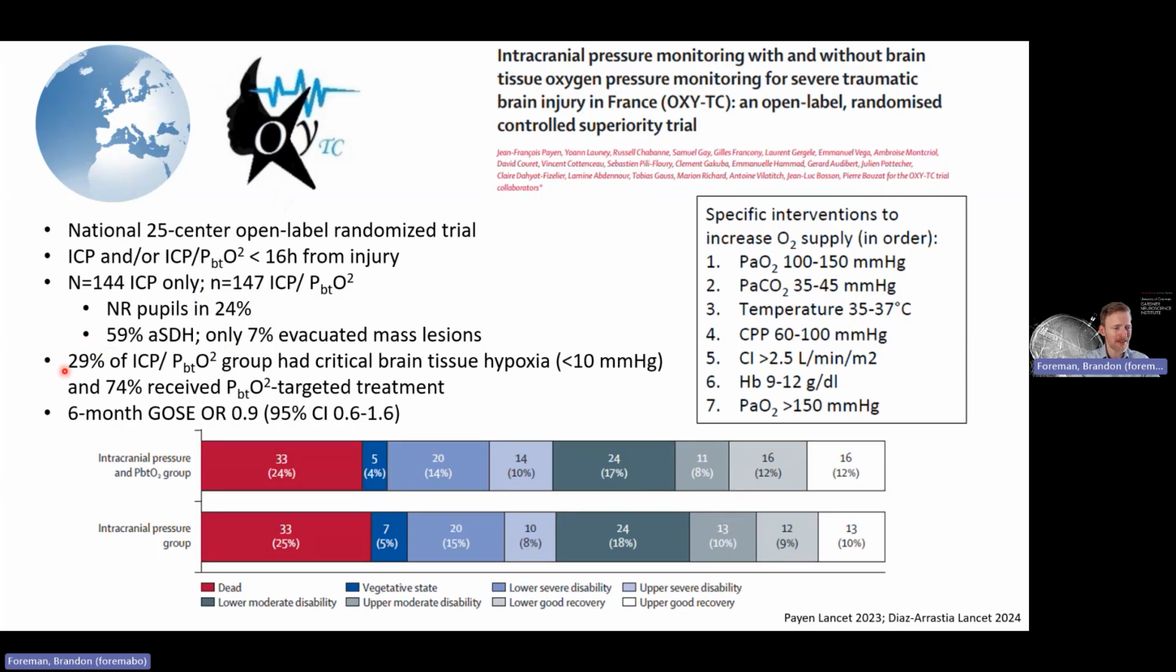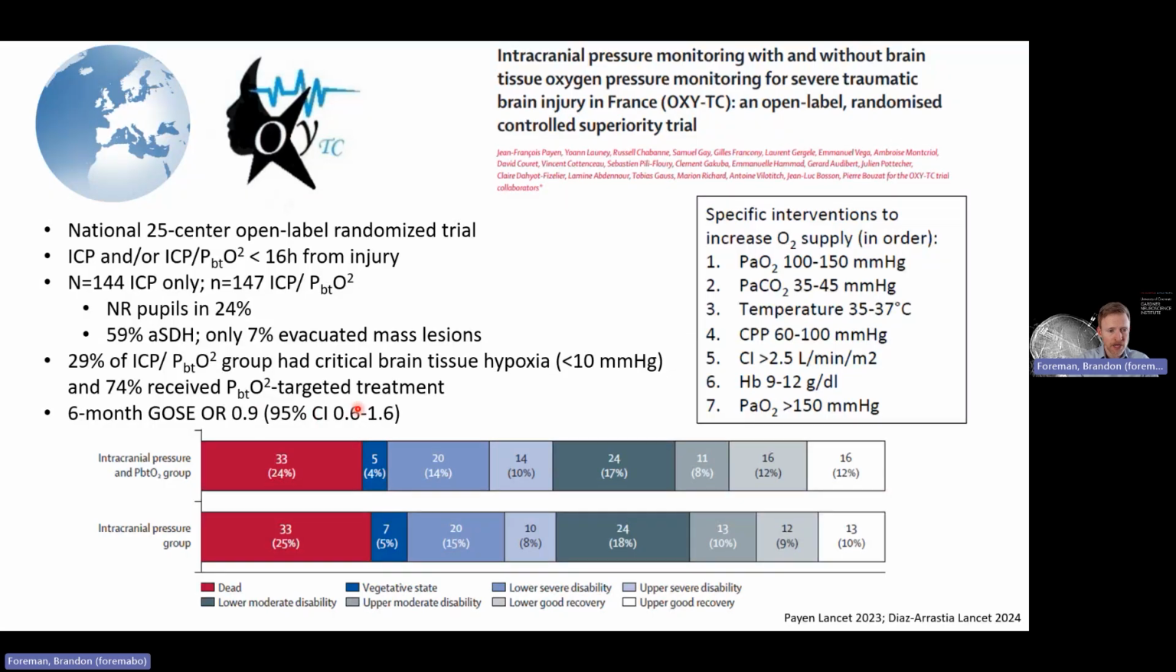But a third of patients where they measured pbtO2, and that was the group with ICP and pbtO2 targeted therapy, had critical brain tissue hypoxia. We don't know what the group that was only ICP actually had, unfortunately. And three-quarters of folks received brain tissue oxygen targeted treatment. So many, many more people got treated relative to who had critical brain hypoxia. And what they found was overall the odds for outcome improvement or worsening were no different.